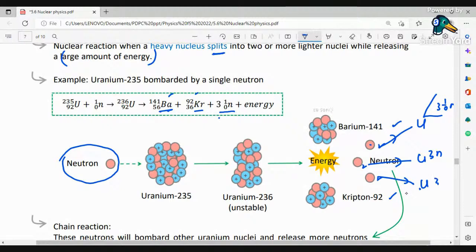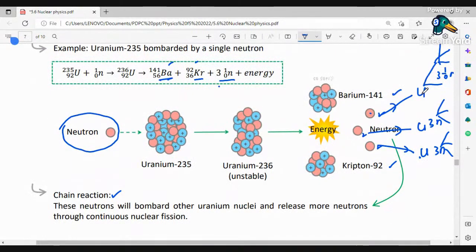Here also 3 neutrons again. You imagine if 3 more neutrons hit another 3 uranium. Okay, how much energy? Every single fission already produces a lot of energy, so imagine the amount of energy. So if this does not stop, it will become a chain reaction, like a hydrogen bomb. Okay, it will explode and produce a large amount of energy.